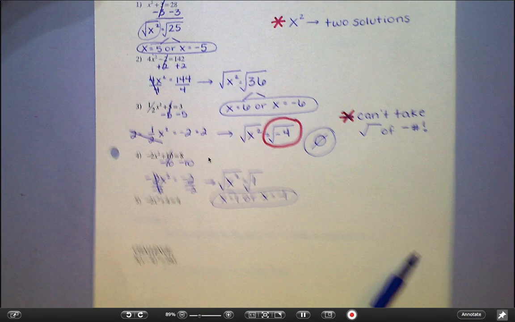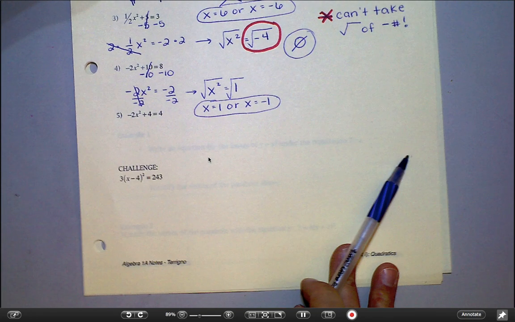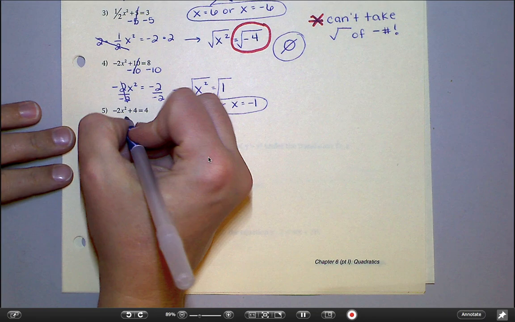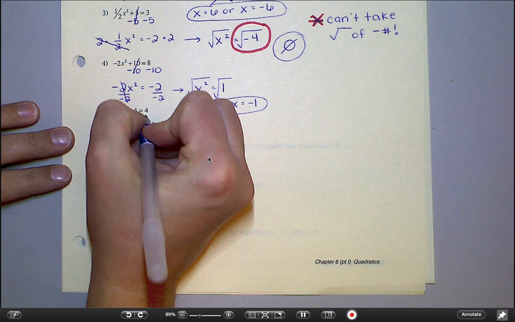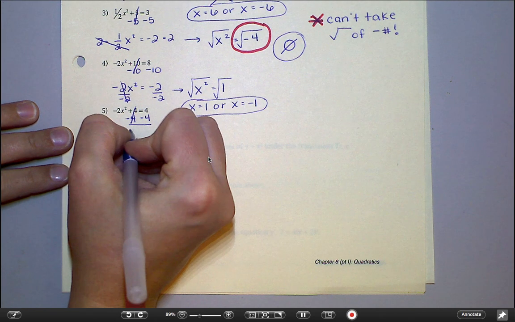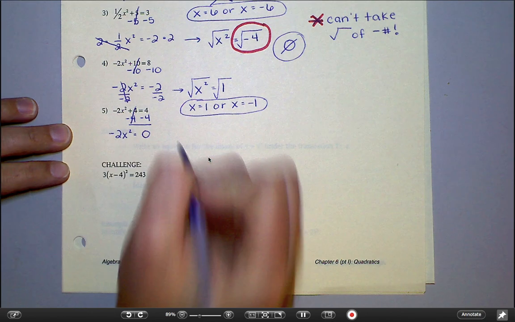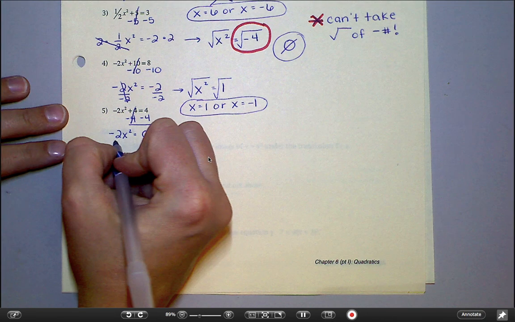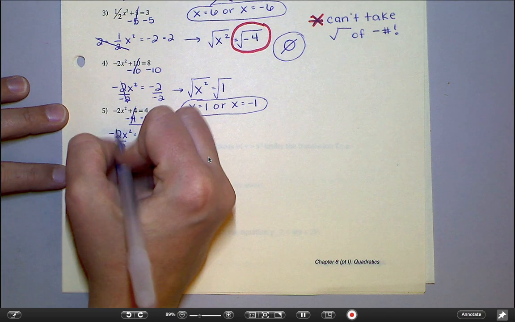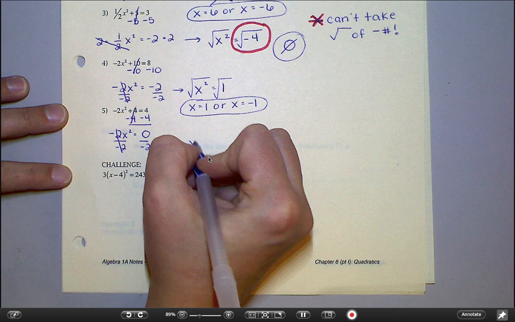Okay, let's look at number 5, and I think there's another exception that comes up here. First thing I would do, subtract 4. So I end up with negative 2x squared equals 0. Don't let that freak you out. Just like normal, divide by negative 2, divide by negative 2, and I end up with x squared equals 0.